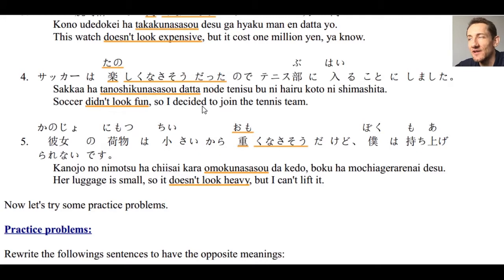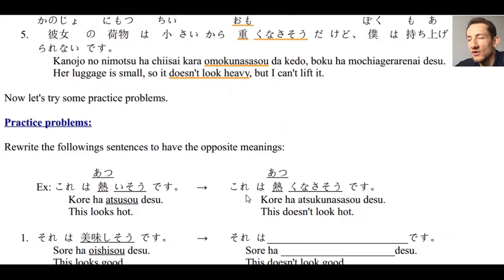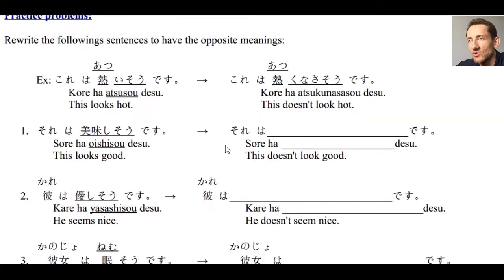楽しくなさそうだった。Didn't seem very fun, so I joined the tennis club, テニス部。And number five, last one. 彼女の荷物は小さいから重くなさそうだけど、僕は持ち上げられないです。So, 重くなさそう。Doesn't seem heavy. Her luggage is small, so it doesn't look heavy or seem heavy, but I can't lift it. All right, so now that we've looked at some sentences, we'll try some practice problems.